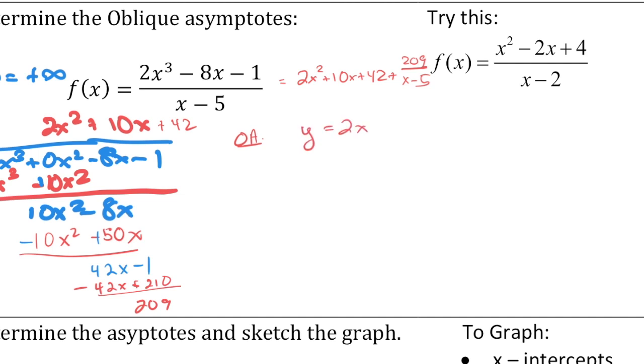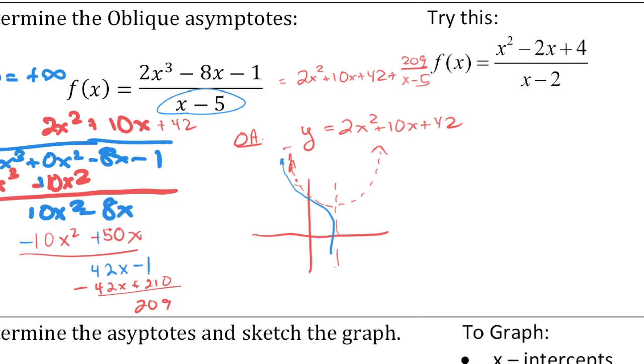That's y equals 2x squared plus 10x plus 42. Now you're asking yourself, what kind of an oblique asymptote is that? If you were to graph the equation y equals 2x squared plus 10x plus 42, it is a parabola. And your function is going to follow that parabola either above or below, and it's going to have a vertical asymptote at x equals 5. So it's going to be a very interesting problem once we're ready for it.